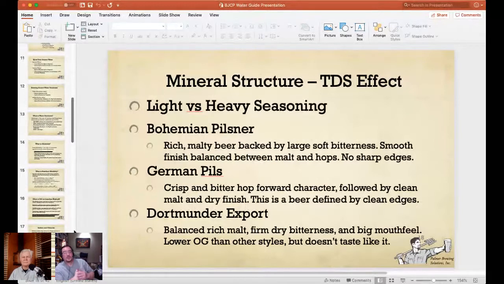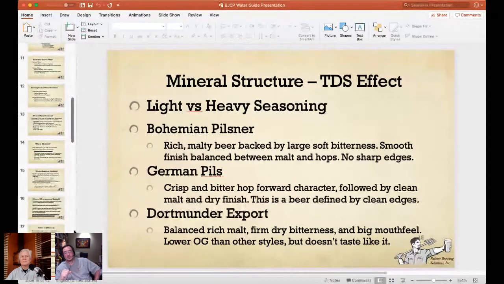German Pilsner, such as Hacker-Pschorr or Beck's, tends to be a little more crisp, and the bitterness is a bit more assertive, with a little more hop-forward character. So, cleaner and drier finished. That is the effect of a little bit more mineral in that water, giving that beer style a little bit crisper flavor than the Bohemian Pilsner or Czech Pilsner.